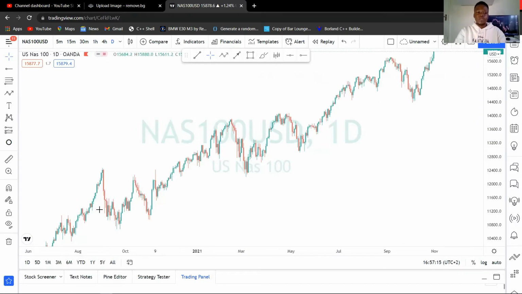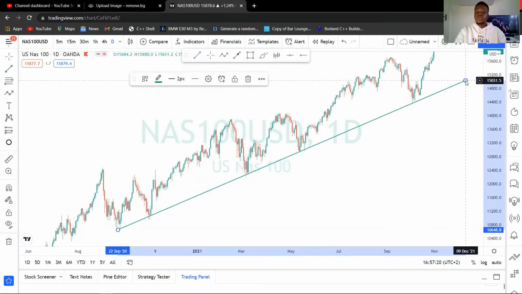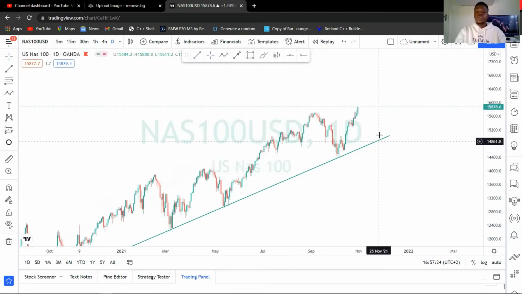On the daily time frame, we've been having something like a support trend line. So we know that if Nasdaq decides to make a turn and come to this trend line, that's what we're going to focus on: buying and holding it for the long term. So this is the daily time frame.